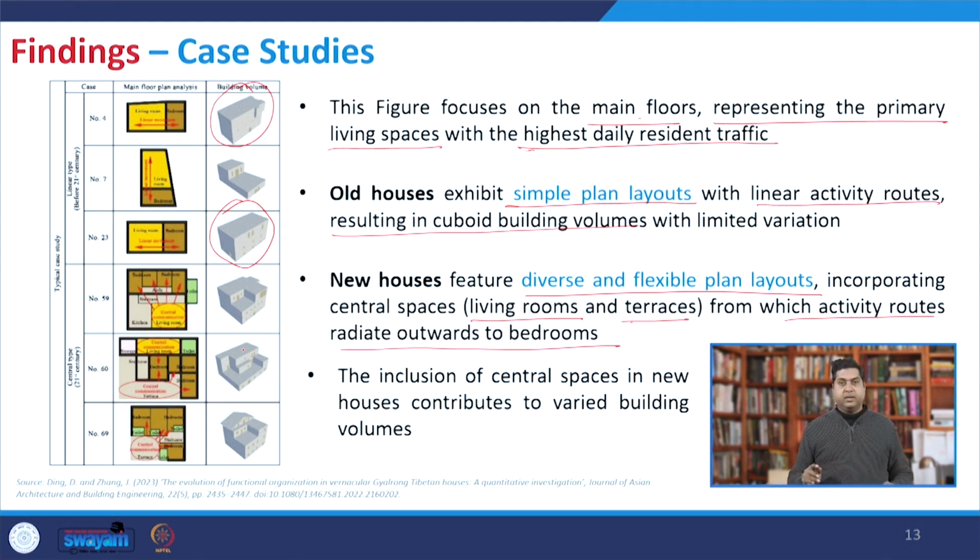So here you can see that all 4 plans are not the same, and there might be some sort of terrace which can be connected to different bedrooms, or else it can also have a living space, right? And then you have a certain organization of other spaces and activity spaces like the bedroom, toilet, dining, etc. The inclusion of central space in new houses contributes to varied building volumes, and because of that terrace you no longer have a cuboid shape. So it is giving certain elevations to the building as well.